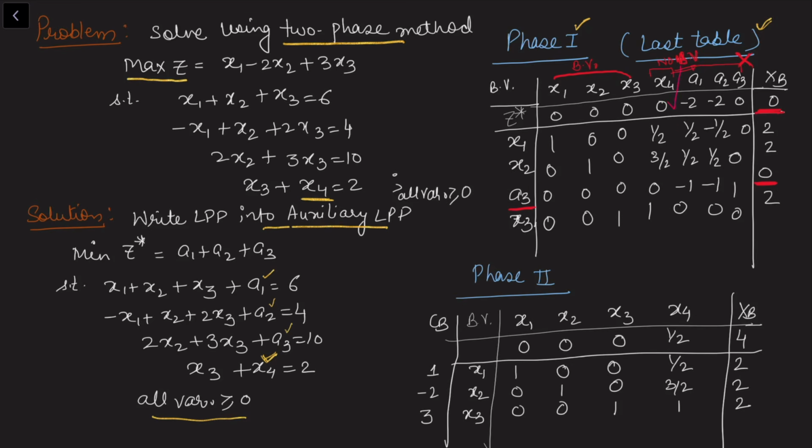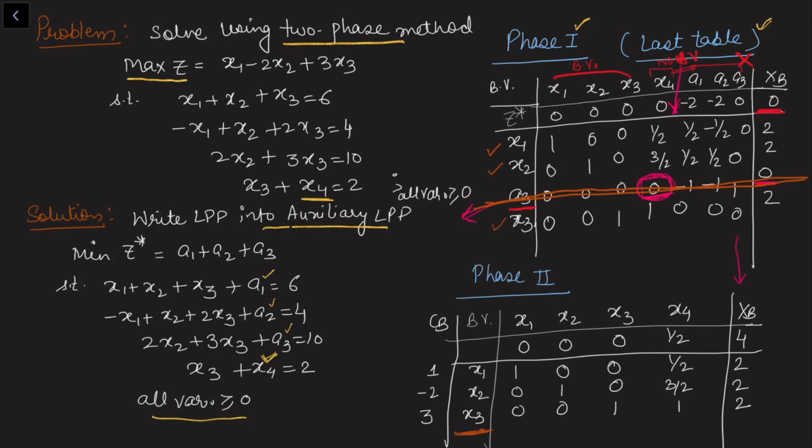Now if I enter x4 into the basis and remove a3 from here, we see that the pivot element is 0. This is not allowed because division by 0 is not defined. So when I construct the next table with x4 entering and a3 leaving, the pivot element is 0, and this replacement is not possible. In my previous example, we had a non-zero quantity, so that replacement was possible. In this case, we simply have to drop this row, delete it, and rewrite the table with x1, x2, x3 in the basis.